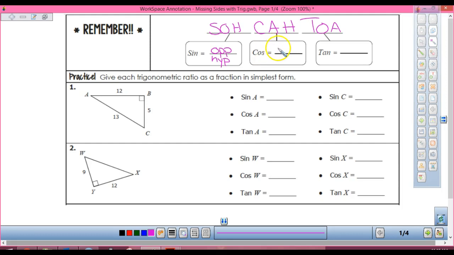Cosine equals adjacent over hypotenuse. And tangent equals opposite over adjacent.